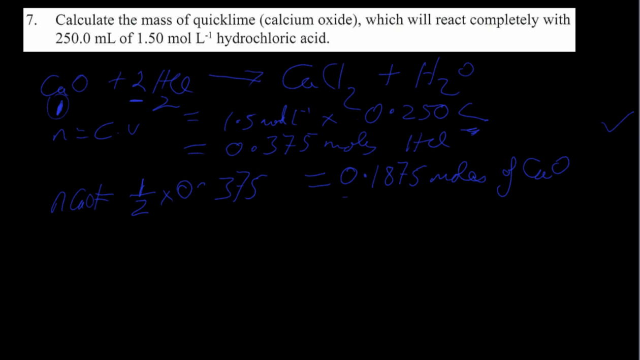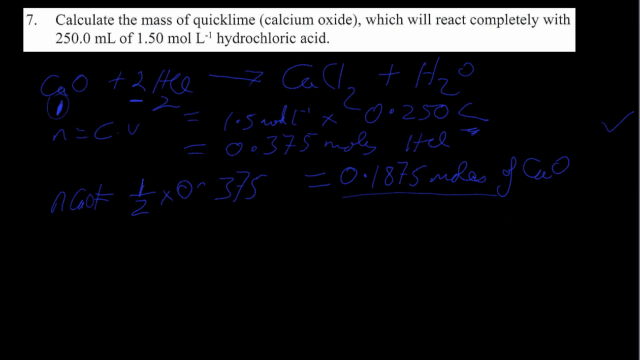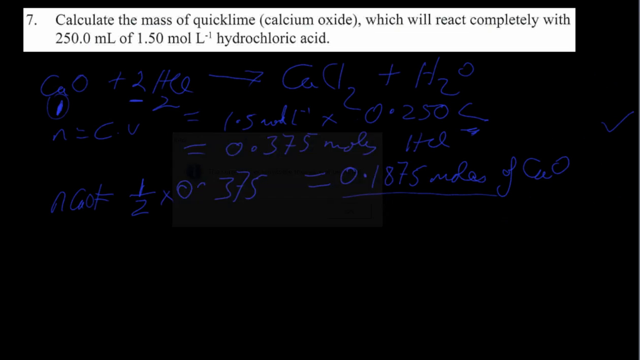Now let's summarize where we are. If we go back to our little battle strategy that we had, we've got our number of moles of HCl, we've got our number of moles of calcium oxide. Now all it needs is the mass of it. So let's go back and figure out the mass.